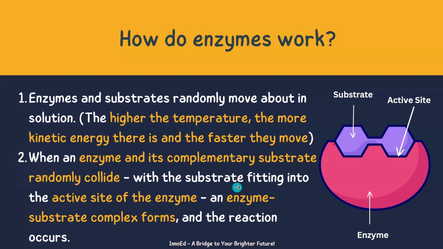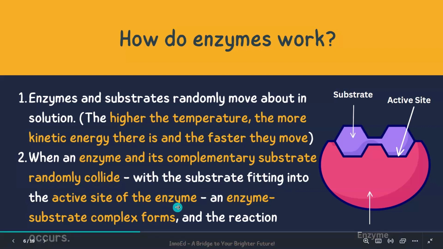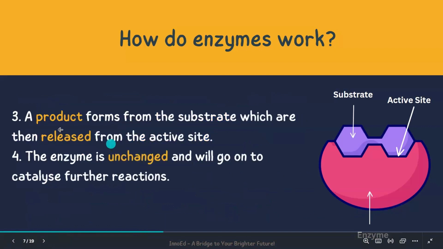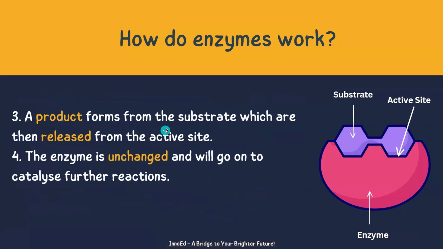And the substrate fits into the active site of the enzyme. Then they become an enzyme substrate complex. Then the reaction occurs. After that, the product or products are formed from that substrate and they are released from the active site. The enzyme remains unchanged and will go on to catalyze further reactions.